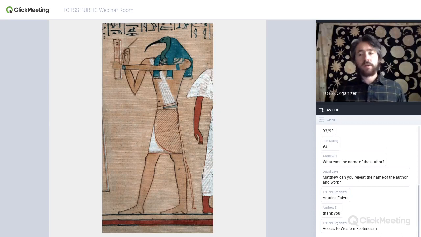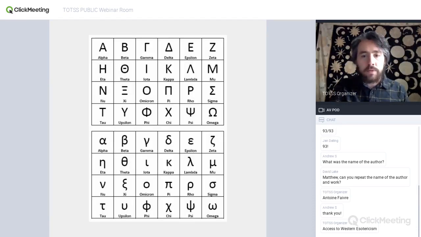Okay, so a few other important concepts, staying with the ancient Greek world for a minute. One is the correspondences between the letters. Going way back, at least as far as the Pythagoreans and probably earlier, there's a tradition of connecting the Greek letters. Now I will show them here. This is the Greek alphabet. You've got uppercase at the top and then lowercase at the bottom. The 24 letters of the Greek alphabet.